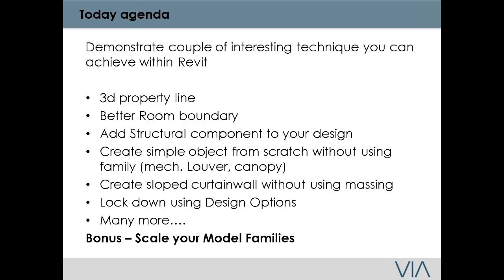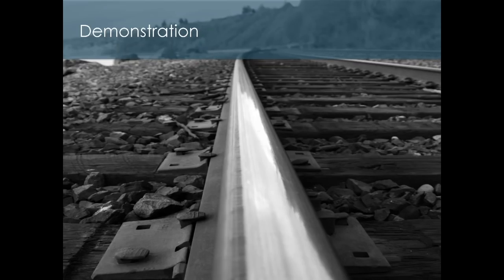If you want to create a sloped curtain wall, I know that most of the time you have to use massing, but this one I'm just going to demonstrate that you don't have to do that. The other one I'm going to talk about is lockdown using design options. So if you want certain things to be locked down so that nobody can touch it, that's a way, and then some other couple of tricks. Hopefully by the end of the day, I'm going to show you a bonus, which is how to scale your family model. I know that in Revit you cannot do scaling. I'm going to show you how to do that in this session.